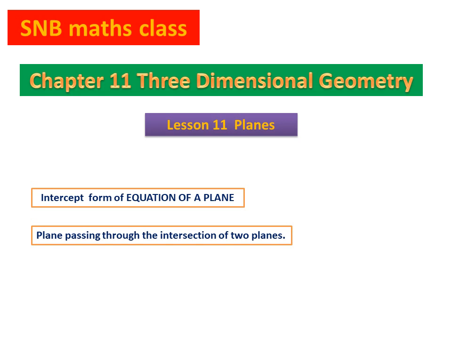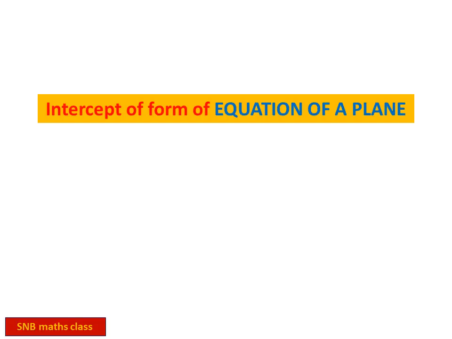See, two lines intersect. Similarly, two planes can also intersect in space. Therefore, now we are studying the family of planes which are passing through the intersection of two planes. So these are the two important concepts. The first one is the intercept form of the equation of a plane.